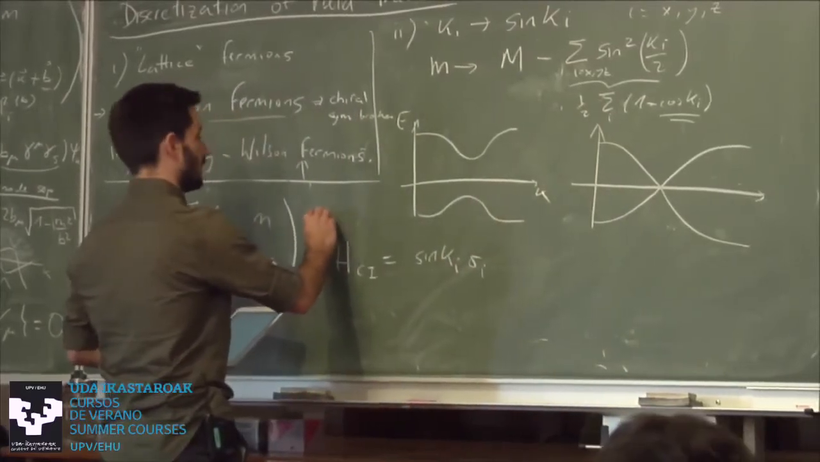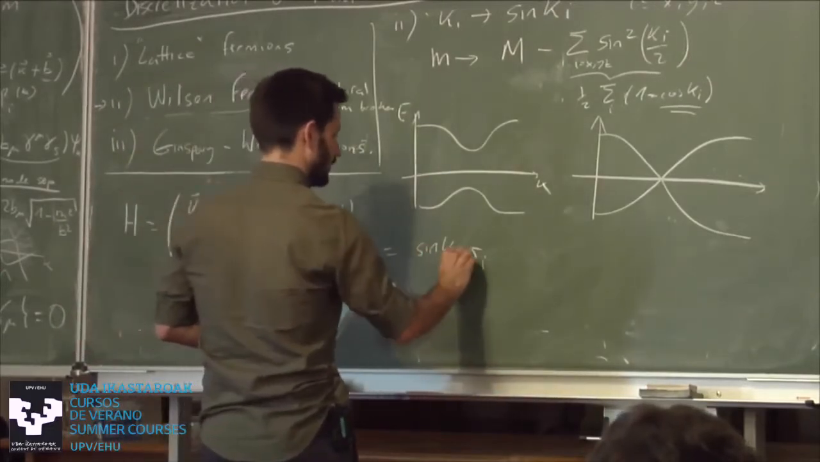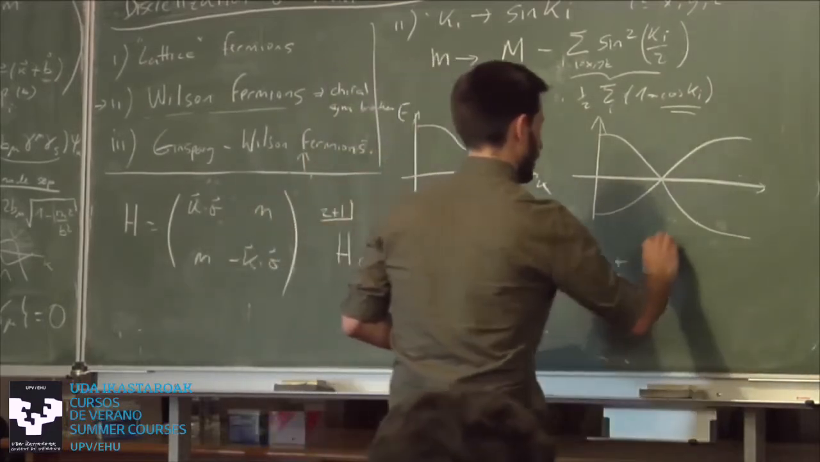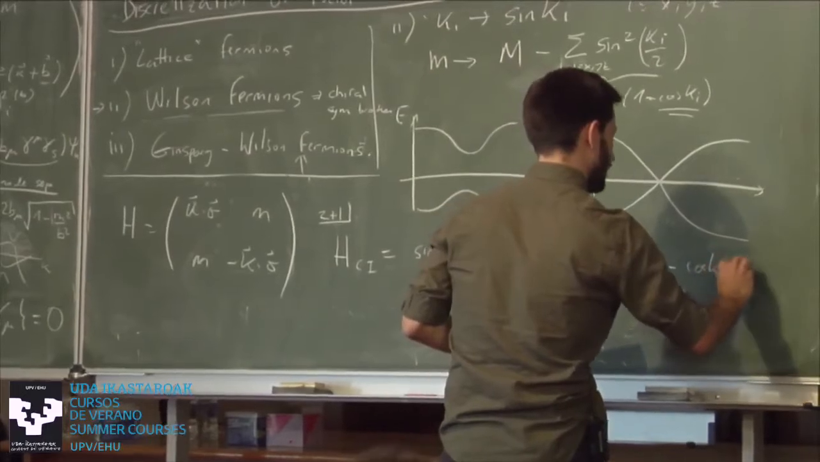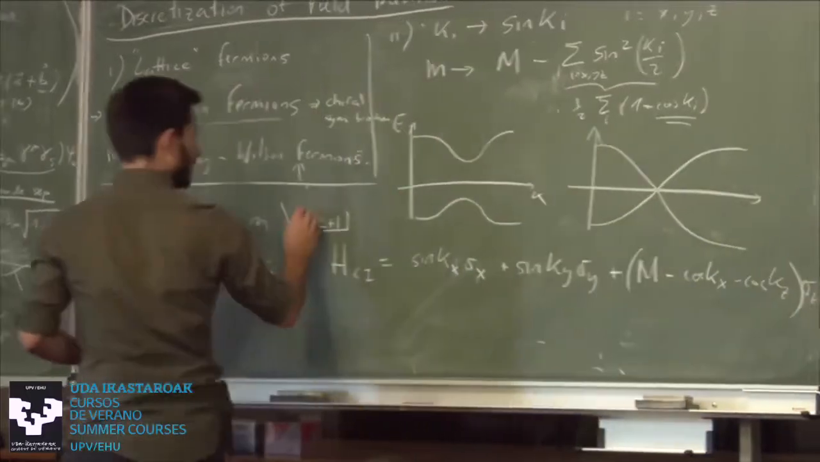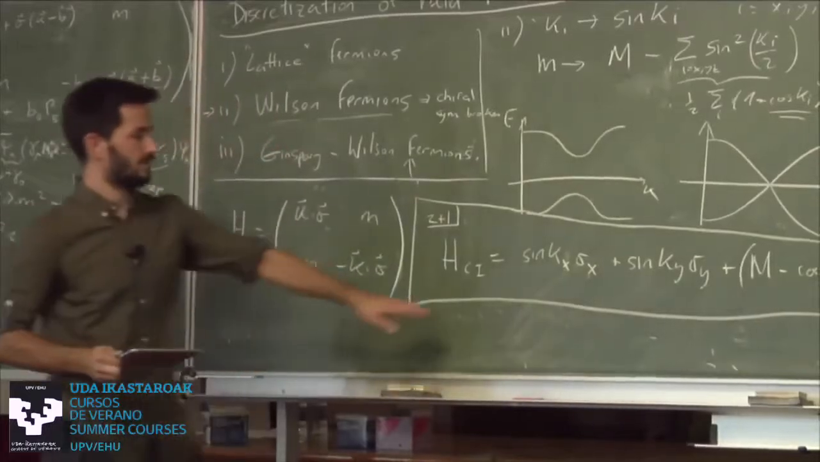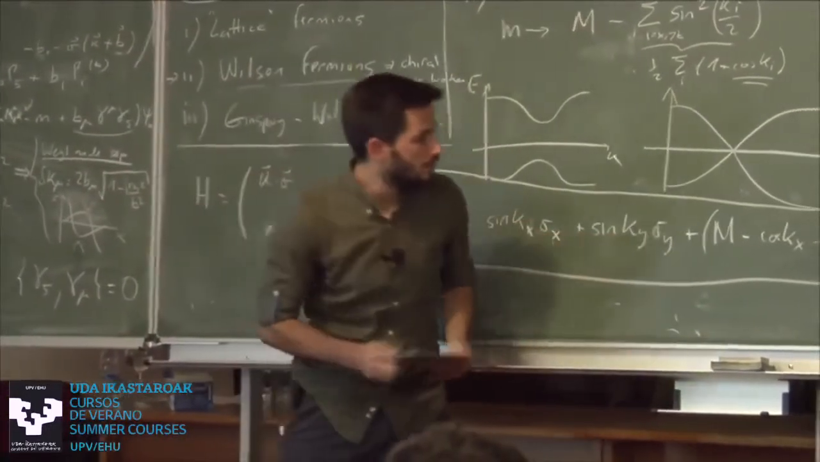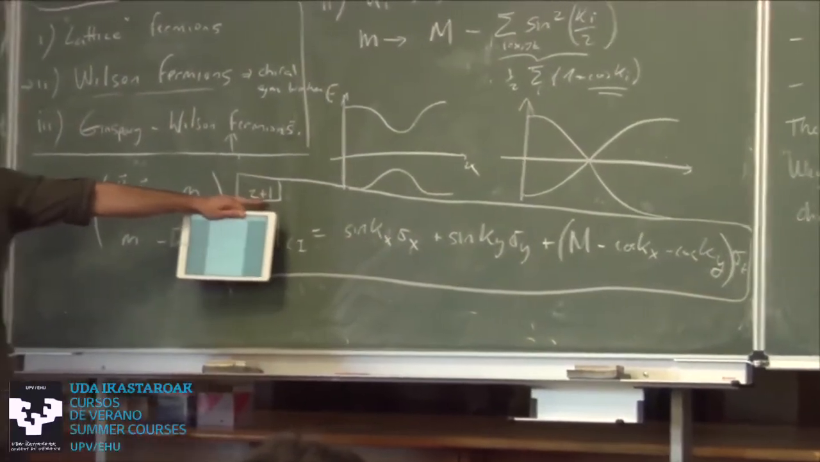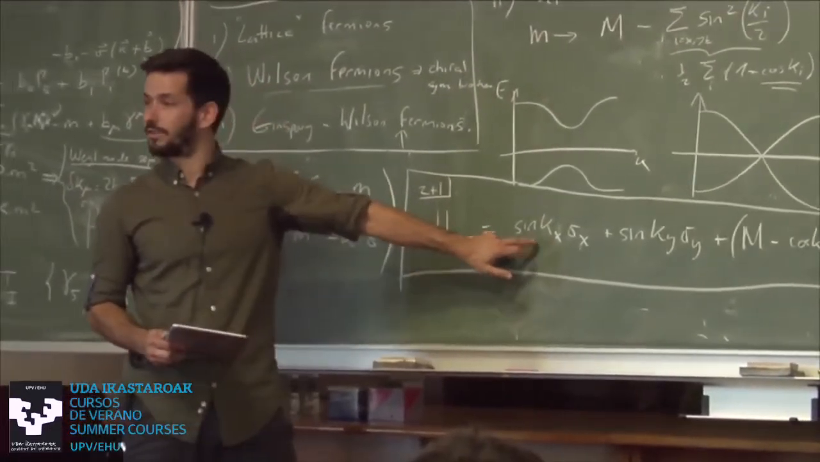so now I go to 2 plus 1 dimensions. So now this is a sum over, let me write it explicitly, so there's no confusion: ky sigma_y, plus m minus cosine kx minus cosine ky sigma_z. So this Hamiltonian is defined in two coordinates in momentum space, so it's a 2 plus 1, so two space dimensions, one temporal component. And this is a 2D version of the Wilson fermion.